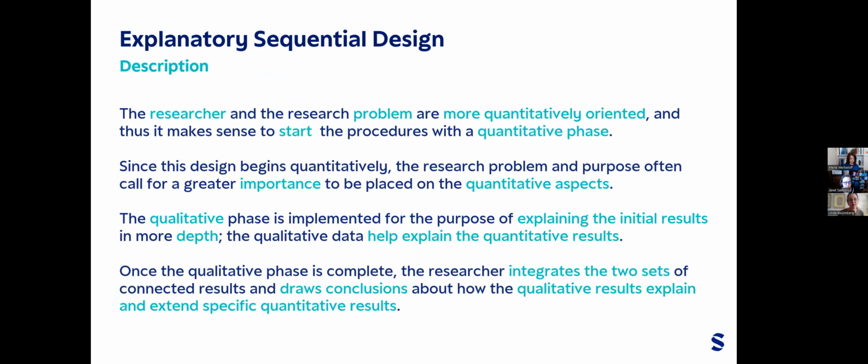So just to recap then, in the explanatory sequential design, which is our third design that we're presenting here today, the researcher and the research problem are more quantitatively oriented, which means the study is begun with the quantitative phase. The qualitative phase comes in as a secondary phase. The qualitative phase is implemented for the purpose of explaining the results of the quantitative phase in much more depth, drilling down much more deeply. And the qualitative data, in effect, helps to explain the quantitative results, hence the word explanatory sequential design.